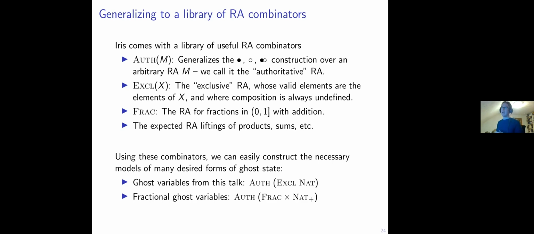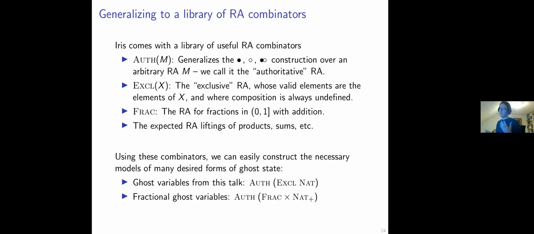So for example, Iris comes with the authoritative resource algebra, which generalizes this idea of the authoritative and fragment bits that we've seen with ghost variables. And it also comes with an exclusive resource algebra reflecting the idea of one thread exclusively owning the entire state and no other thread owning anything. And we can compose auth and excl to obtain exactly the resource algebra that we used for our proof with ghost variables over natural numbers.